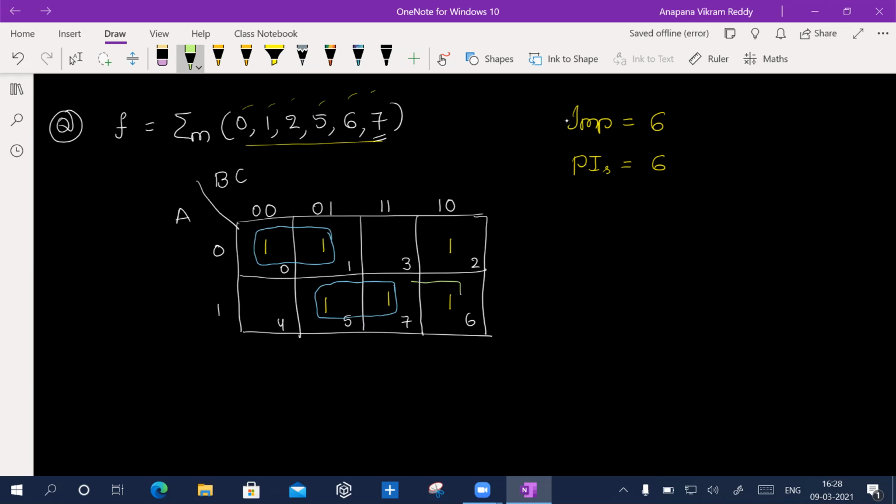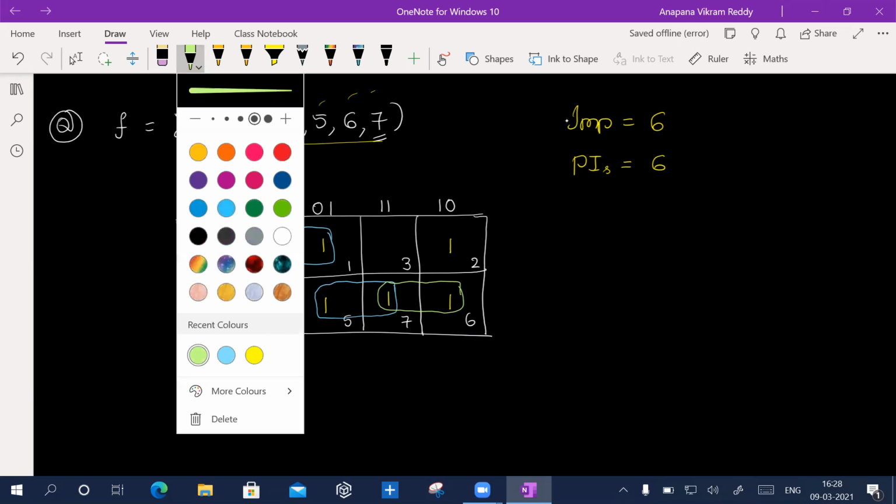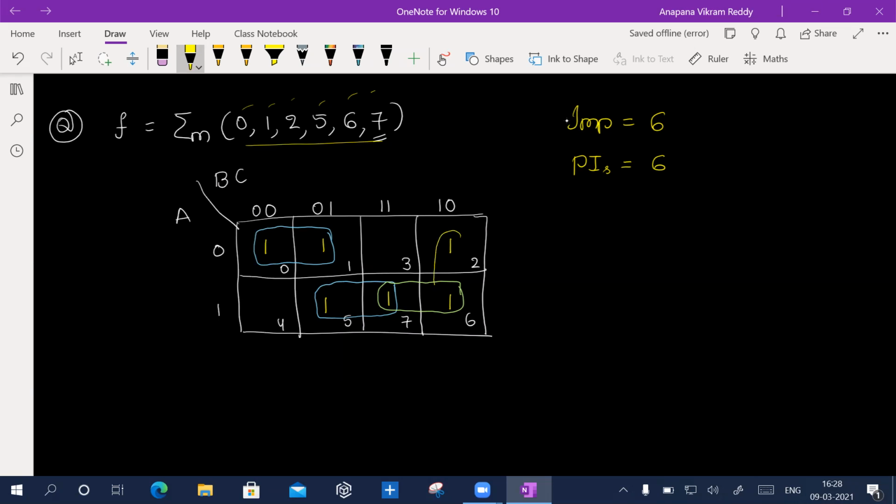Sir, is it 7? No, 6. Okay, we'll count, don't worry. But 6 is the correct answer, okay? So 3, and I'll take one more. So this is one more. So how many have we obtained here so far? 4. Agree? 4, sir.